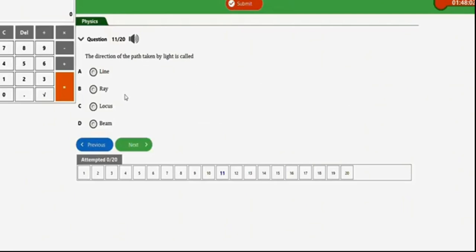This question says the direction of the path taken by light is called, I think I've answered this question before. The correct option is option B, which is ray, is called ray. The next question is this one.